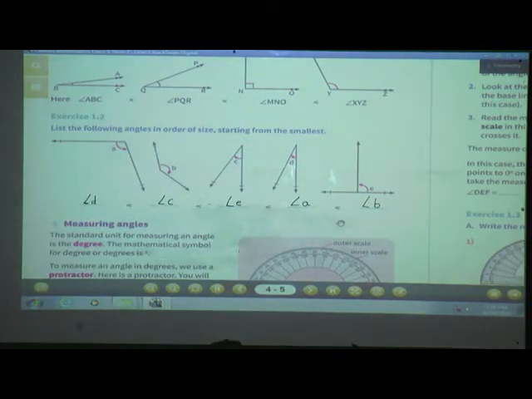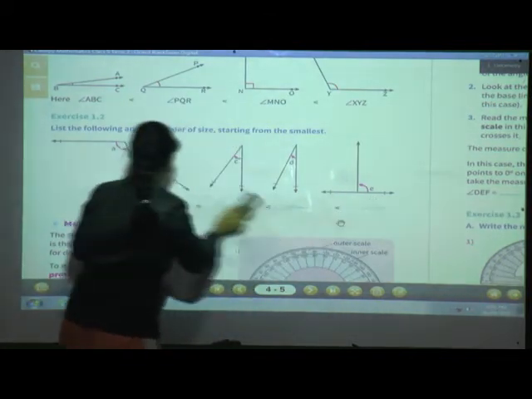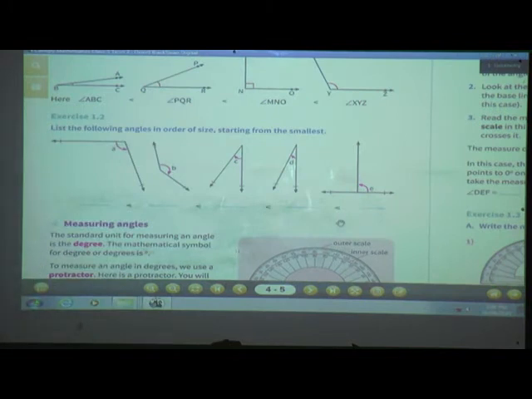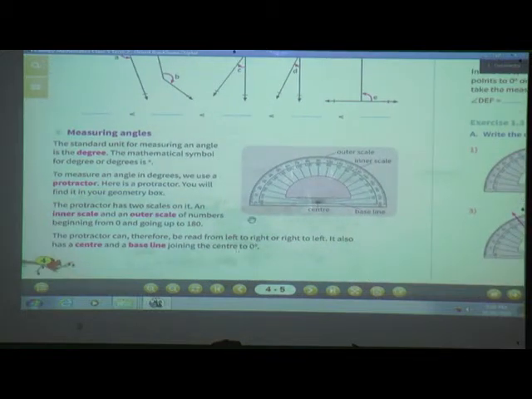So our next point is measuring angles. So students, how to measure an angle? We will see now how to measure an angle. The standard unit for measuring an angle is the degree. The mathematical symbol for degree or degrees is this one. Then the measure of an angle is in degrees.